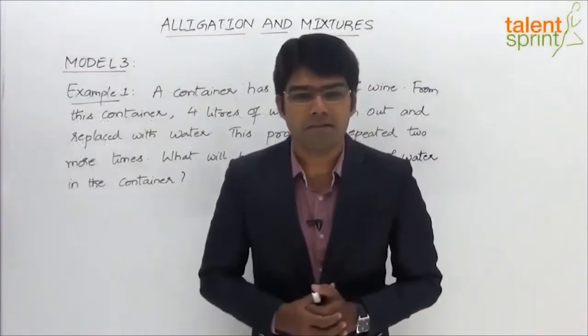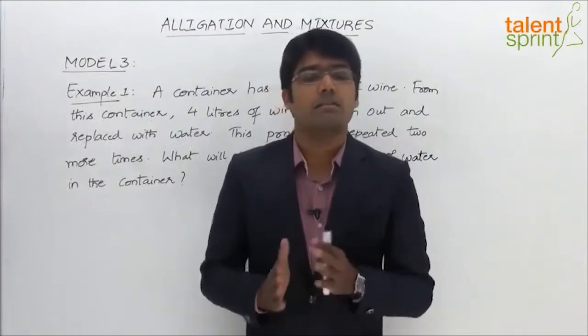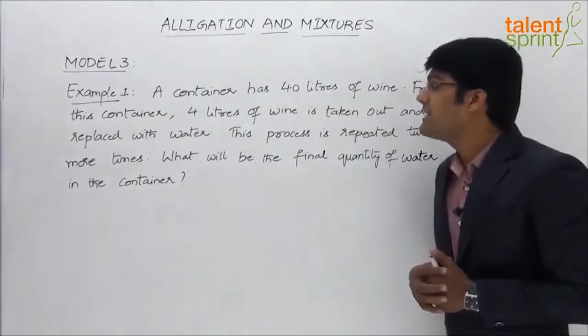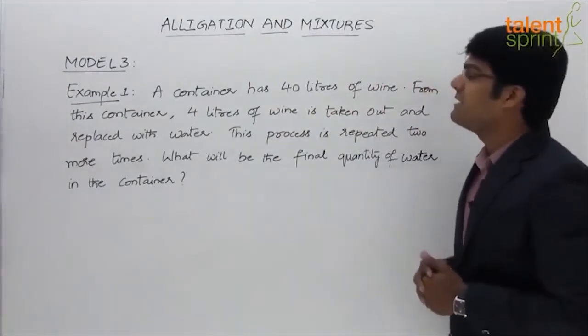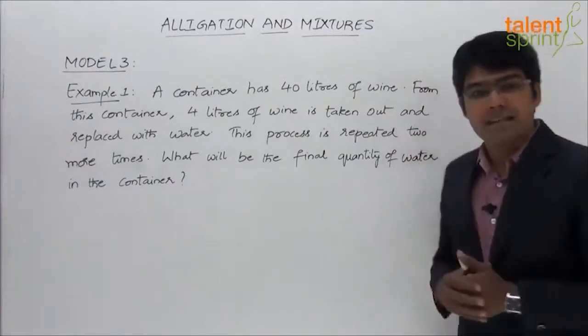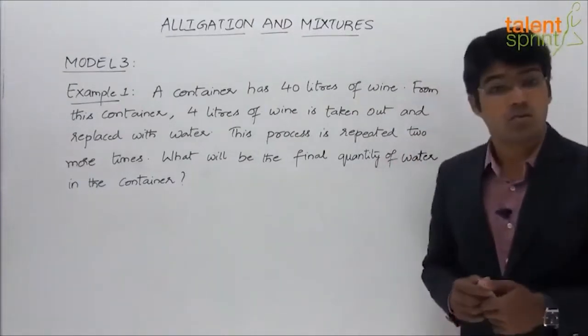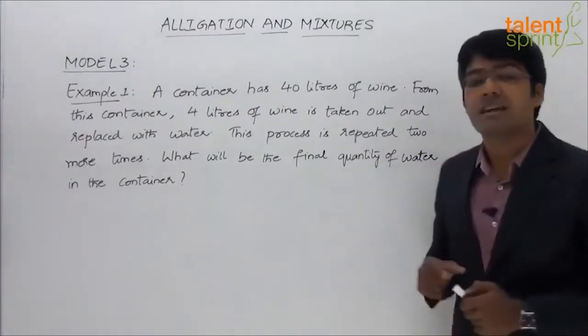Let us now take the first example from model 3 of alligations and mixtures, which is based on the removal and replacement concept. The question here is, a container has 40 liters of wine. From this container, 4 liters of wine is taken out and replaced with water. This process is repeated 2 more times. What will be the final quantity of water in the container?